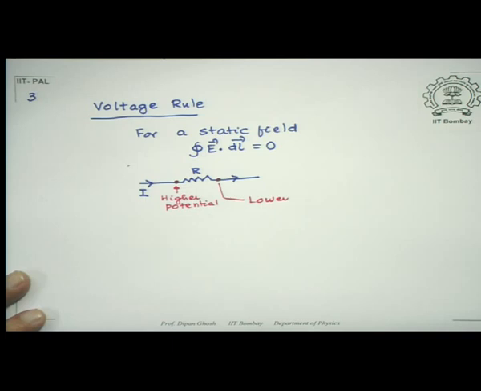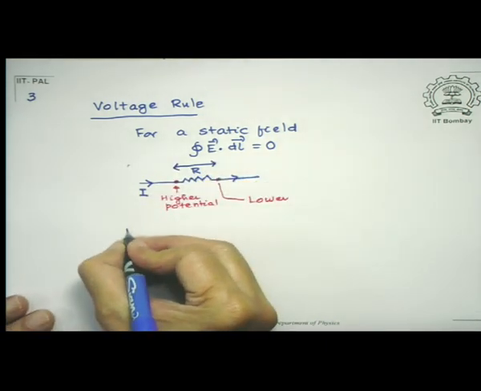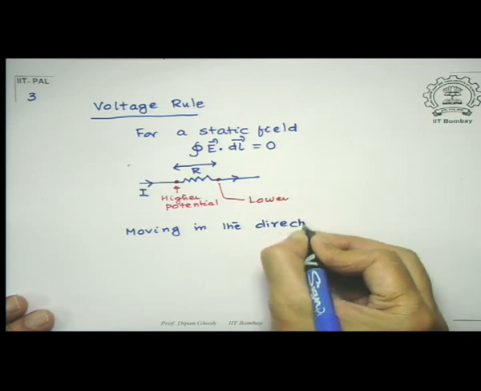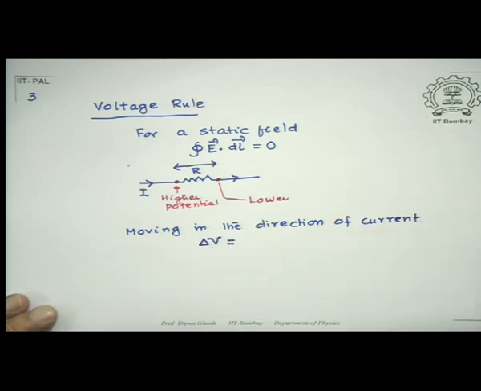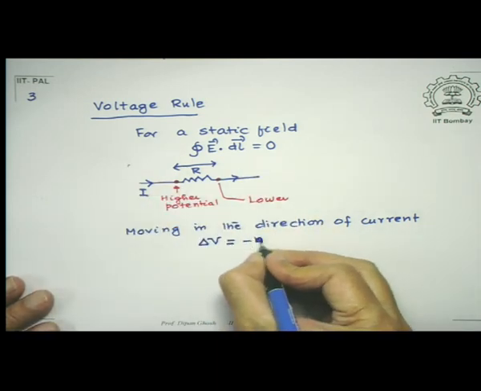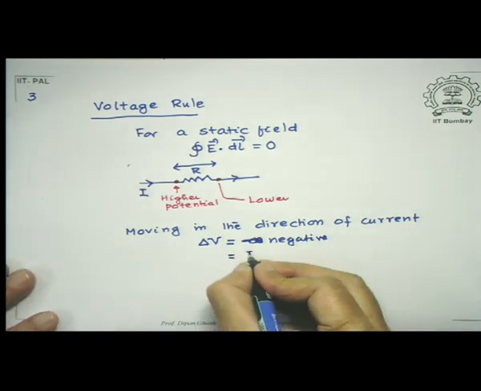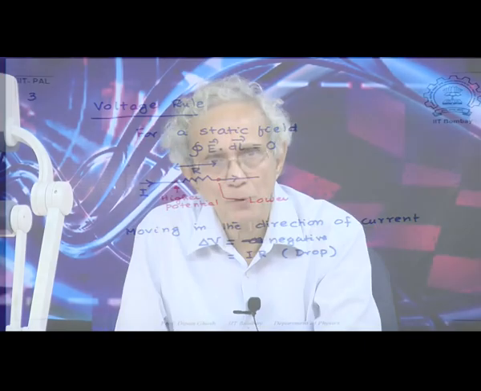So therefore, if you are moving in the direction of current, then the potential actually drops as you move. So moving in the direction of current, the change in the voltage is, it drops, so delta V is negative. And how much is this? This is simply equal to IR. So drop is IR. So this is a drop. Now since it's a drop, when you write down in an equation, you would put a minus sign in front of it. We'll work this out.